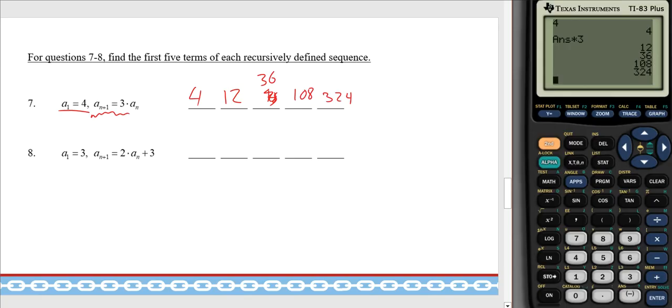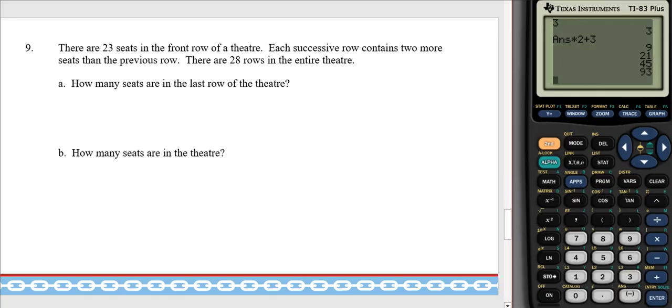For number 8, I have a first term of 3, and then my formula is 2 times the previous number plus 3. Right, so I'm going to use the same strategy, enter the 3, and then I'm going to go times 2 plus 3, 9, 21, 45, 93. So 3, 9, 21, 45, 93. Okay, there is no direct formula to get to a direct term on a true recursive.